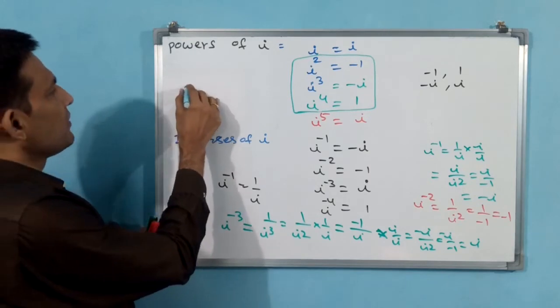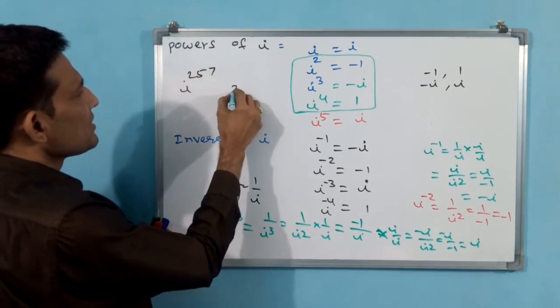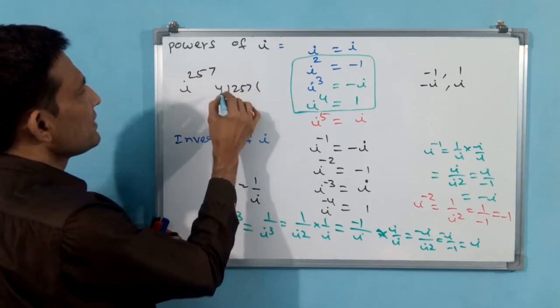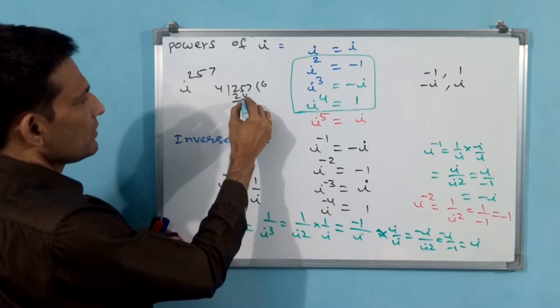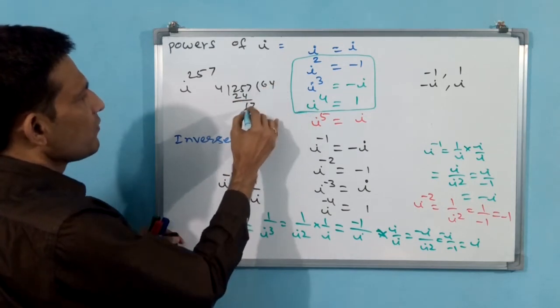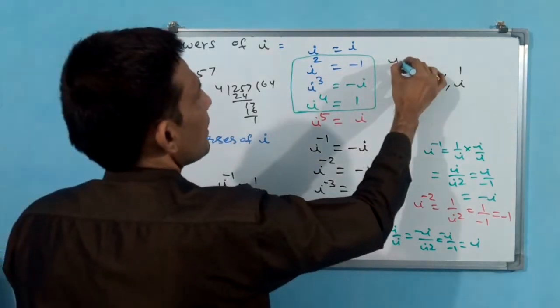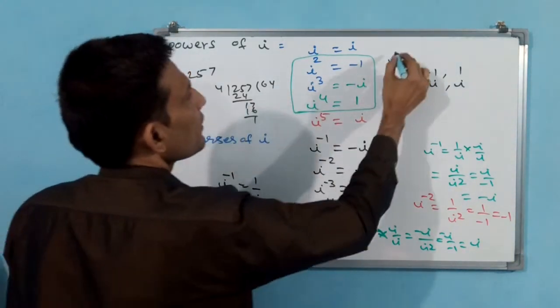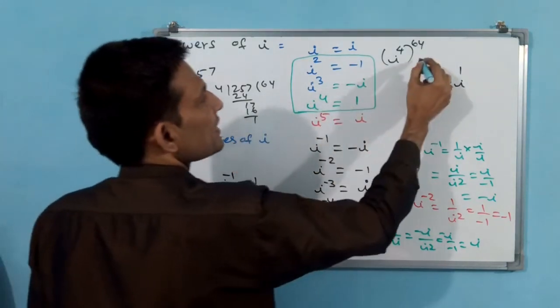i to the power of 257. Let us divide 257 by 4. 4 6s are 24, 17, 4 4s are 16, so 1 will remain. How I am writing: i to the power of 4 whole to the power of 64. 1 remainder has come, into i.